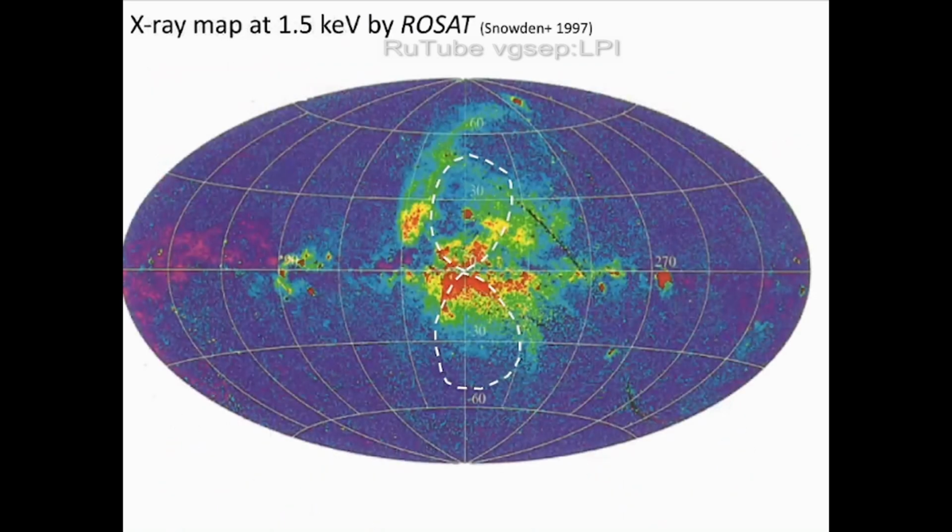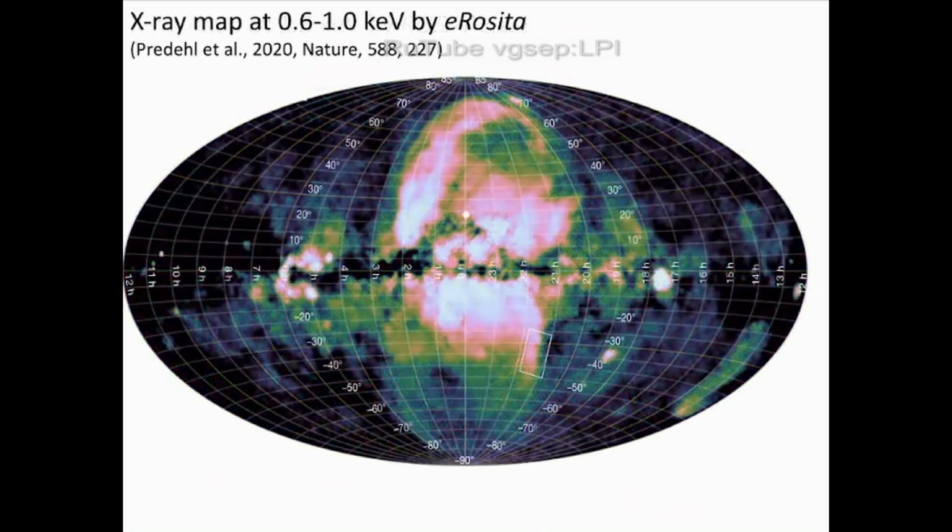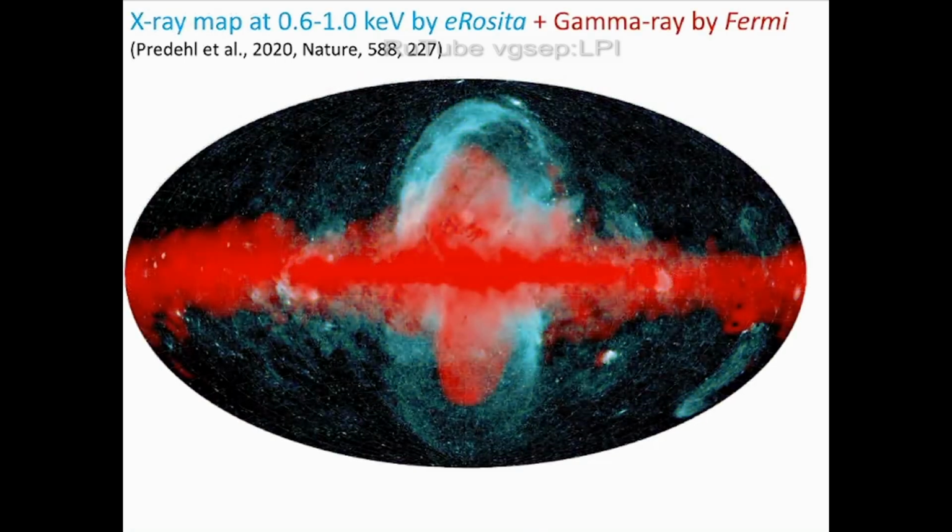Let me come back to this ROSAT X-ray map. With the ROSAT data, it's not so clear whether this arc feature is coincident with the bubble surface or more extended, because of the limited sensitivity. However, with the new eROSITA bubble, we can clearly see that its surface is more extended than the gamma ray bubble itself. If we overlay these two maps together, the red color shows the gamma ray emission, and the cyan shows the eROSITA bubble. Then we can clearly see that these two surfaces are not the same.